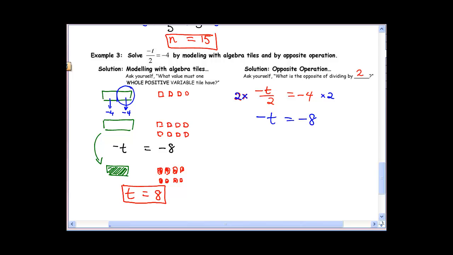Once again, we have that dilemma of we want to find positive t, not negative t. So I guess there's one extra step here for this one. I'll divide by negative 1. And by the way, you can multiply by negative 1. It doesn't matter. But multiplying and dividing by negative 1 is where you can change the signs or flip them. And so we now have positive t instead of negative t. And instead of negative 8, we have positive 8. And once again, the same answer as the one we got when we modeled with algebra tiles.